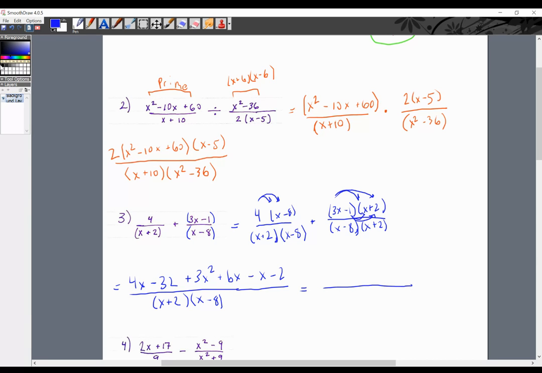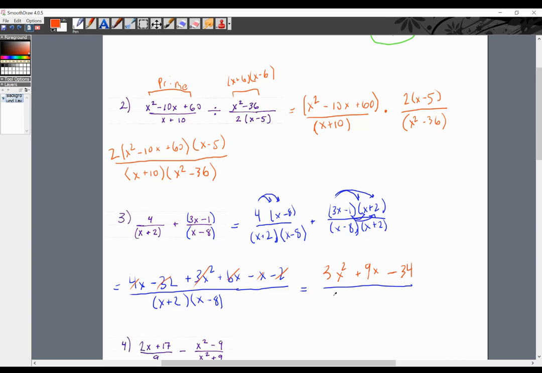So let's cross out terms as we go. So I have a 3x squared plus, let's combine like terms, 4x plus 6x is 10x, minus 1x, so plus 9x. And then negative 32 minus 2, I get minus 34. I don't believe this is factorable, and even if it is, I don't think x plus 2 or x minus 8 would be a factor in either one.